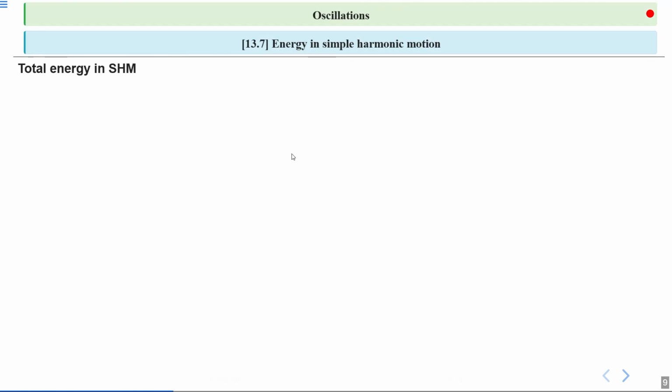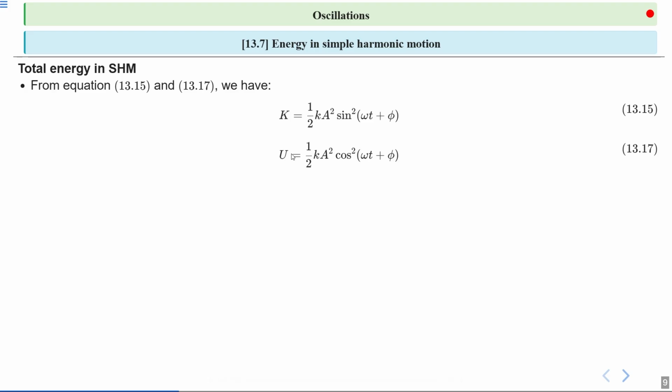Total energy in simple harmonic motion, or SHM. Now we will see how energy is shared between kinetic and potential forms during this motion. So let's look at the equations. We have already discussed equations 13.15 and 13.17. So this one, K is equal to 1/2 kA squared sin squared(omega t plus phi), equation 13.15, and U is equal to 1/2 kA squared cos squared(omega t plus phi). This is 13.17.